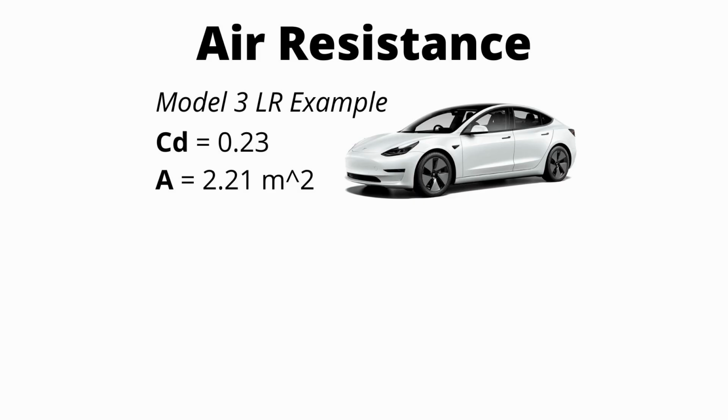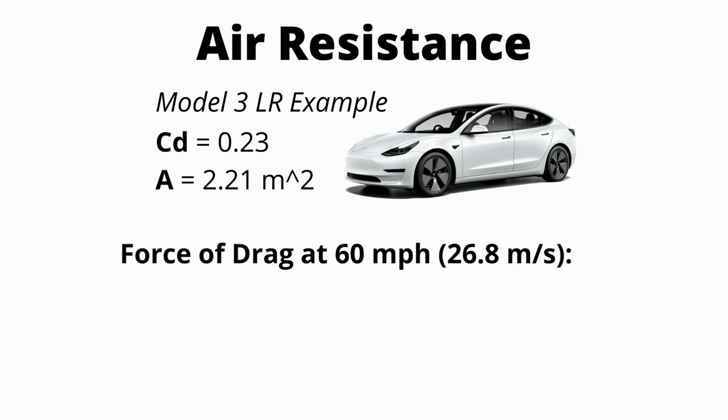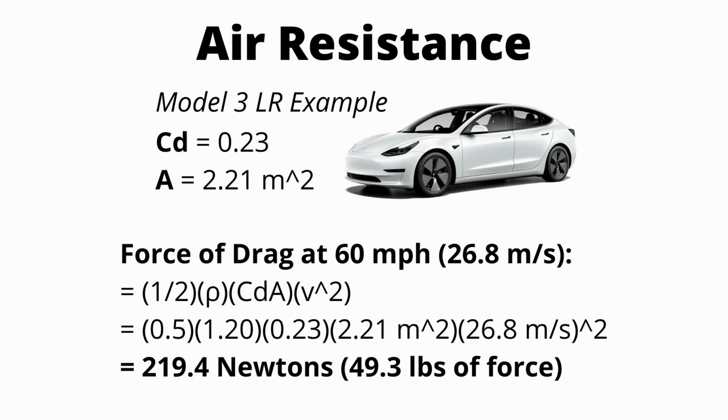Let's calculate a really quick example just to give you an idea of the numbers involved here. So we're going to use a Model 3 long range, which has a coefficient of drag of 0.23 and a frontal area of 2.21 square meters. At 60 miles an hour, which is 26.8 meters per second, the force of drag is 1/2 multiplied by rho, multiplied by the coefficient of drag, multiplied by frontal area, multiplied by v squared. If you plug in all the numbers, you see that the force of drag is about 220 newtons, or about 49.3 pounds of force. Cool, so you now know the basic definition for wind and air resistance, and you know how to calculate air resistance for any given vehicle.